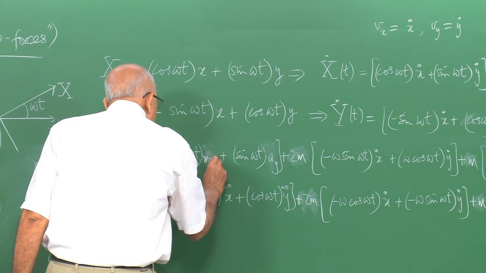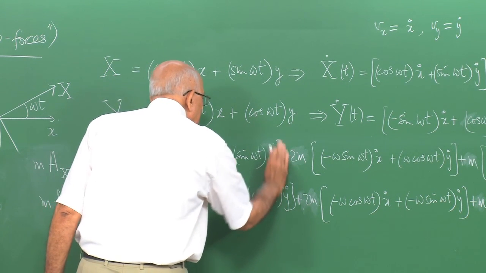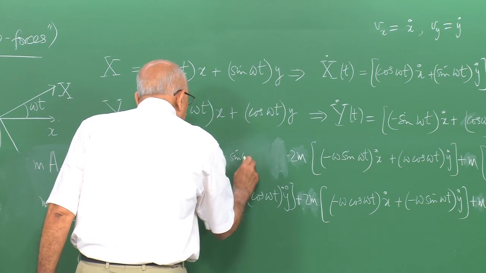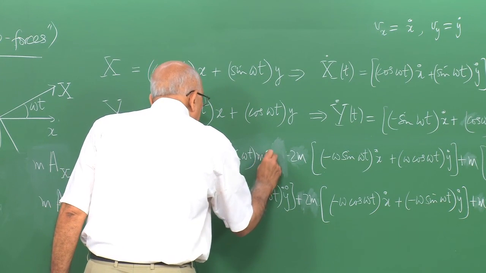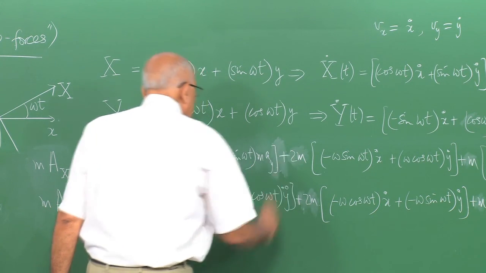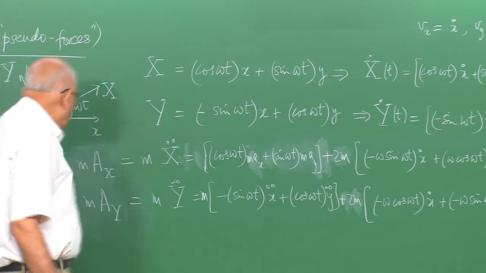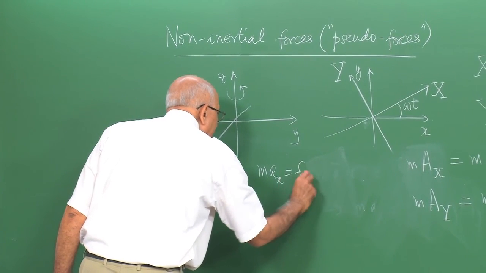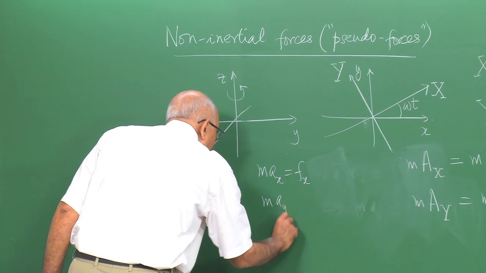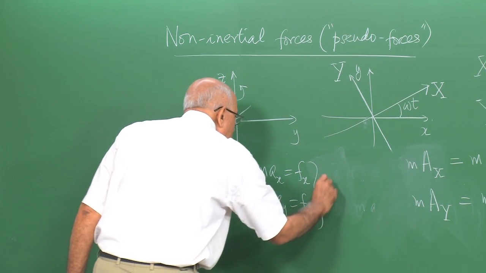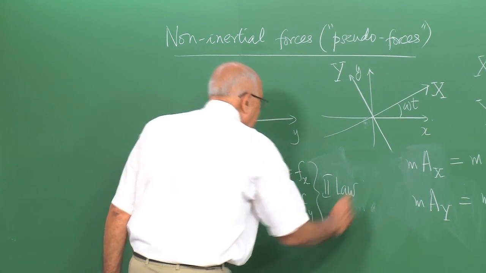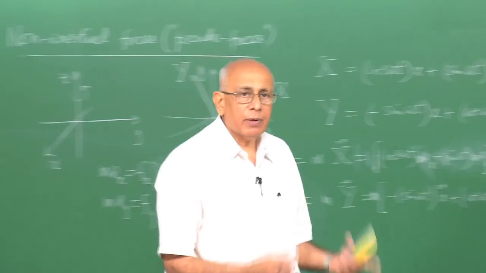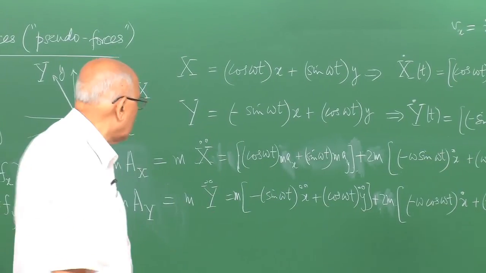So let us put m A little x plus sine omega t m A little y plus. But what is m A x? I know that in the inertial frame of reference m times A x equals f sub x, m times A y equals f sub y. This is Newton's second law, where f sub x and f sub y are the Cartesian components in the inertial frame of reference of whatever force is acting on this body of mass m.